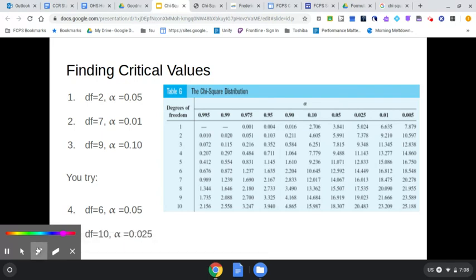So the first one says that we want degree of freedom 2. So we're going to go down to degree of freedom 2 line. And we go across to the alpha equals 0.05 column. So as we can see here at the top, alpha is 0.05 for a degree of freedom of 2. We're going to see where those meet. Okay, right here is where those 2 meet. So our critical value is going to be 5.991.